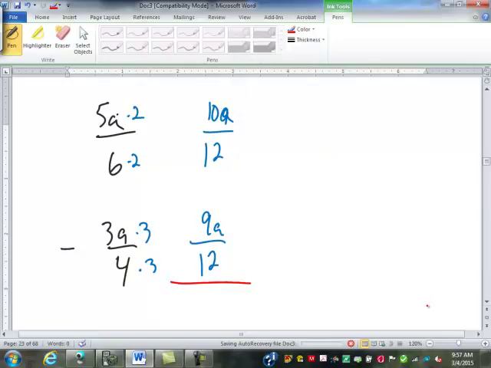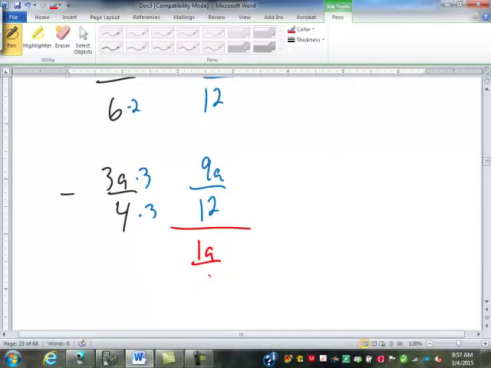What's 10a minus 9a? 1a over 12. So 1a over 12 or just a over 12. Either one is fine.